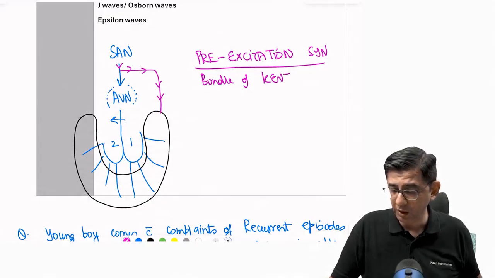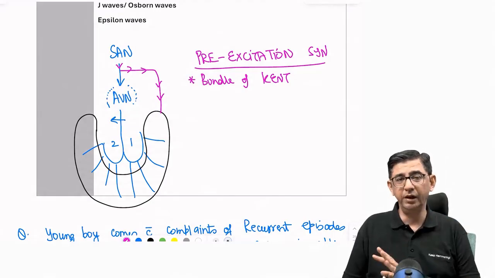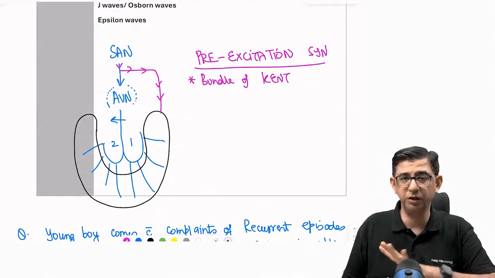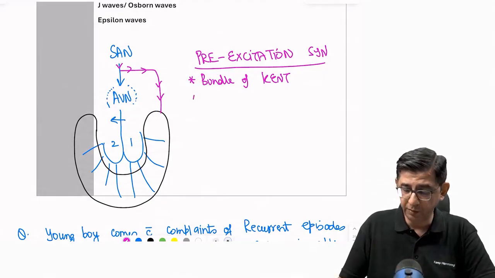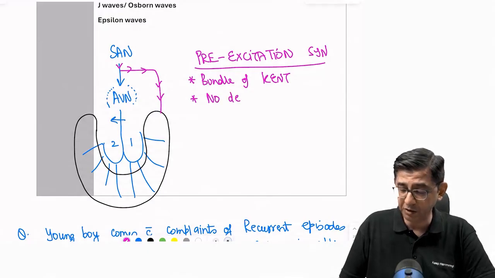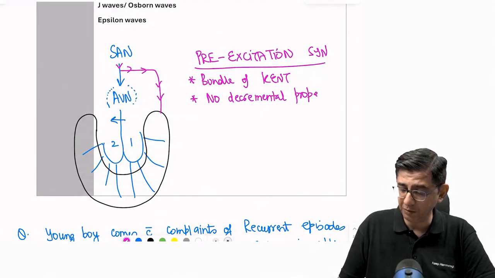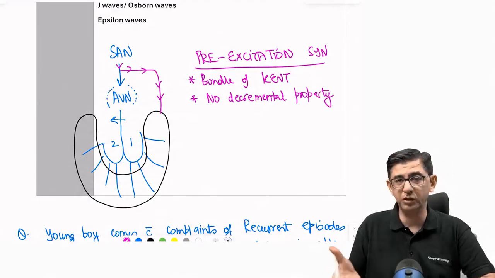The AV node is like a broken Indian highway. Thanks to the vagus nerve, the conduction is very slow. But when it comes to the bundle of Kent, there is no vagus innervation present. So I can say that this pathway has no decremental property, and no decremental property means that the current will preferably go through this pathway.